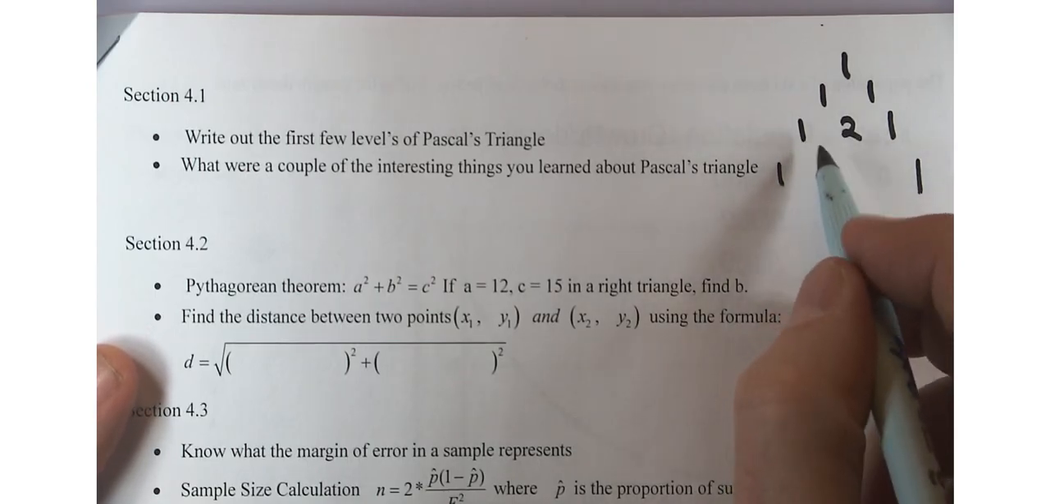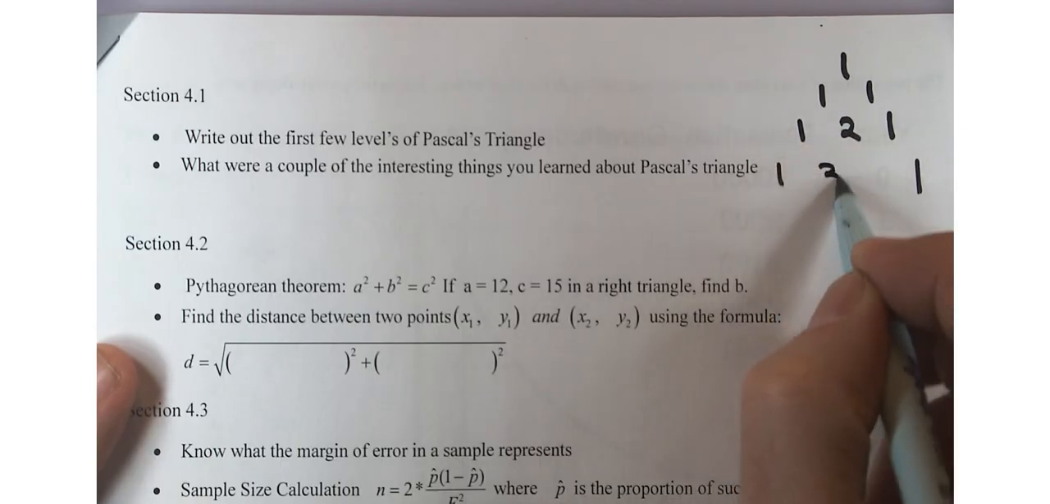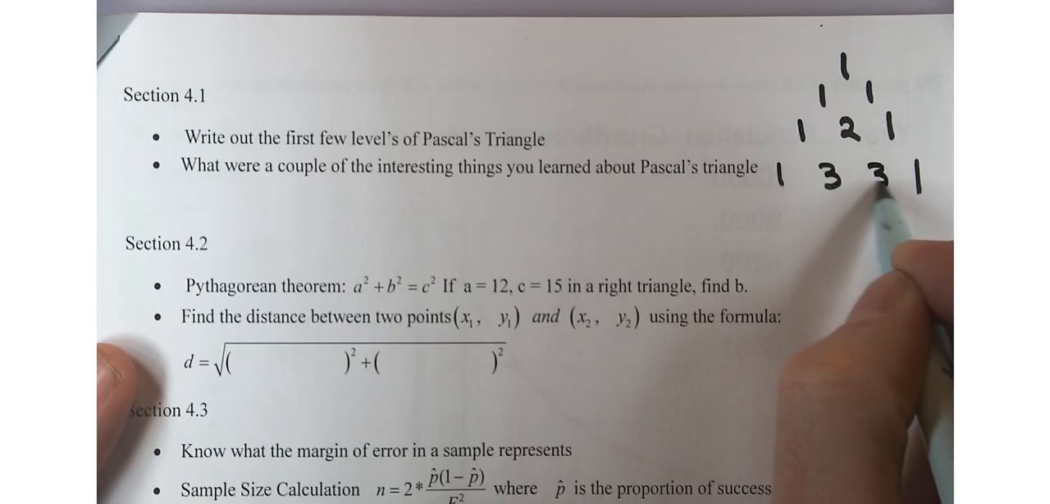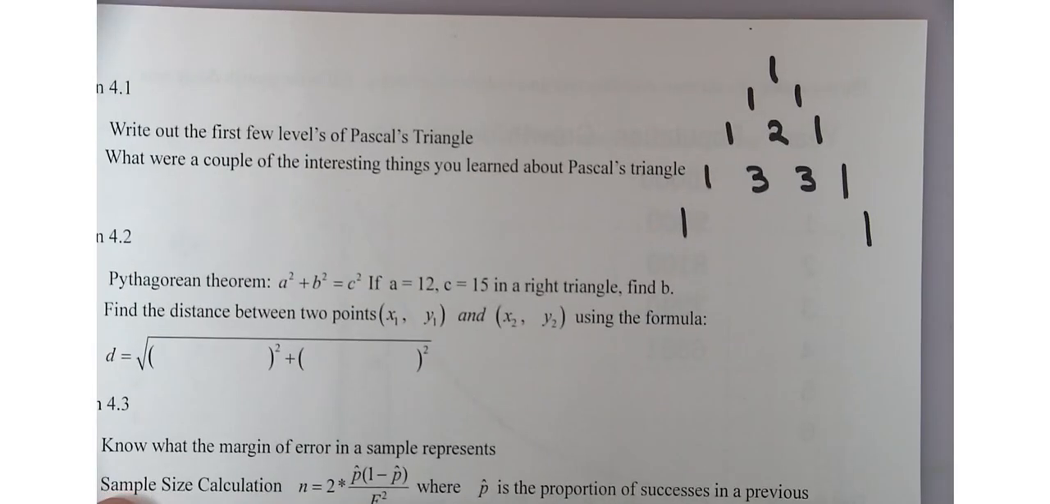4. Well, what's 1 and 2? Oh, 3. And then 3 again. Let's put a couple more numbers out here. 1 and 1. And do the same thing again.